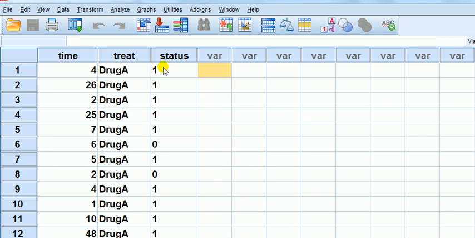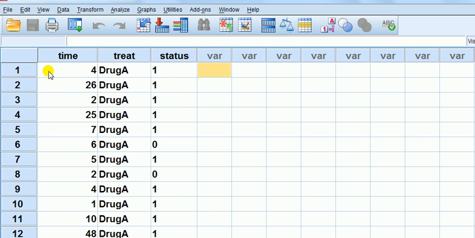And then we have a status variable. This is very interesting because the status variable tells us whether the time recorded for an individual is the time of death, or the last time we saw the person alive. We just know that the person was still alive at that time, but we don't know the actual time of death. So this is like the censoring variable. It's coded 1 if the time recorded is actually the time to death, and 0 otherwise.